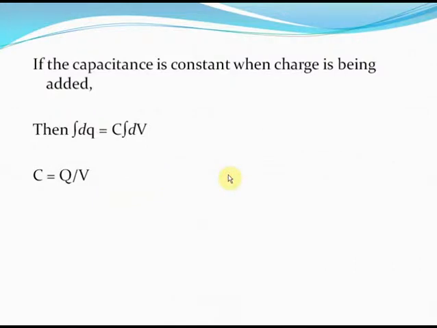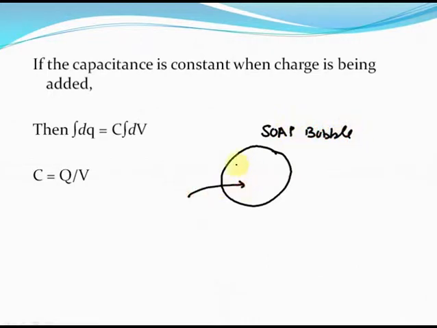There is, however, a special case when C equal to Q by V does not hold true. This happens when you're charging a soap bubble. Let's say this is a soap bubble. Now when you charge a soap bubble, what happens is that as you keep on giving charge to the soap bubble, the charge increases, plus q, plus dq, plus q, plus 2dq and so on. But as the charge of a soap bubble increases, the mutual repulsion inside the soap bubble also increases, and this leads to the expansion of the soap bubble, like this. So as you keep charging, the soap bubble keeps expanding.